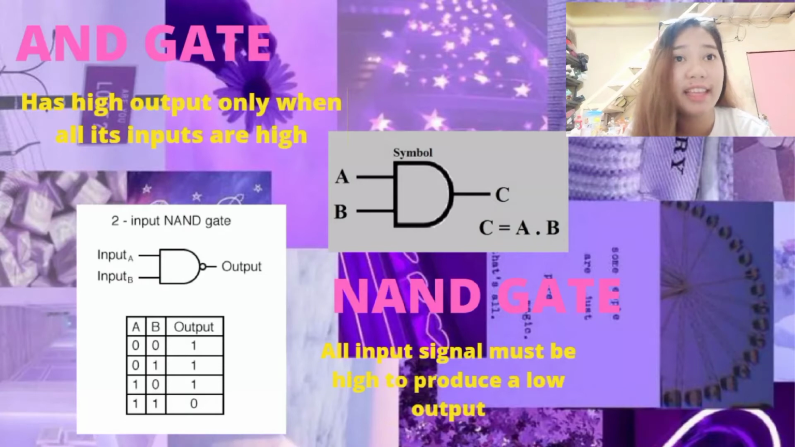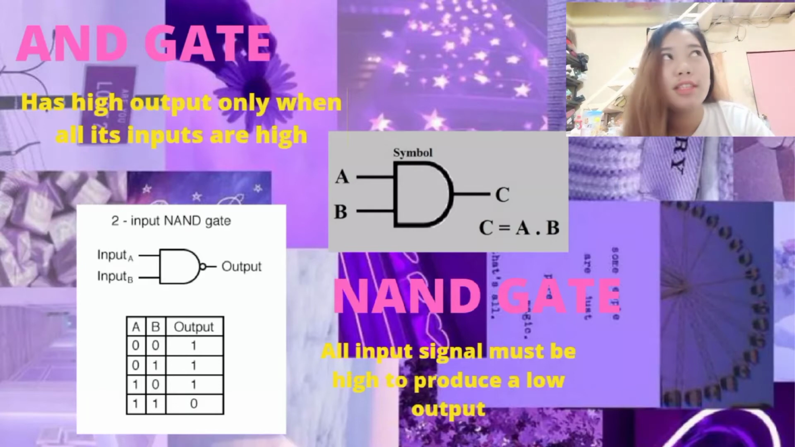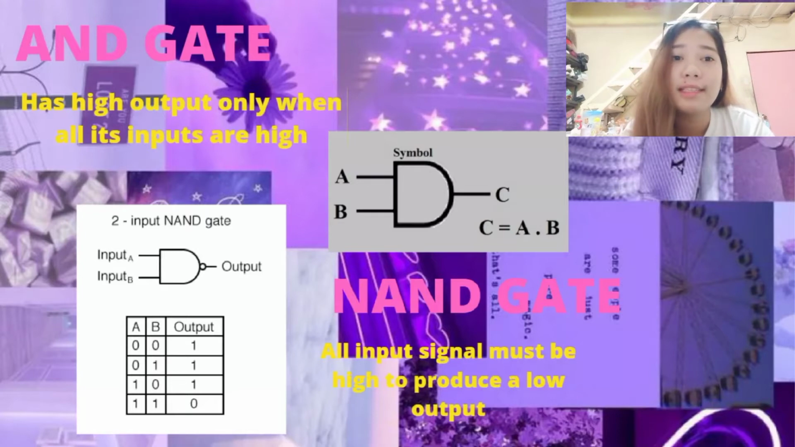Next is the NAND gate or NOT AND gate. In a NAND gate, all input signals must be high to produce a low output. The NAND gate, or NOT AND gate, is equal to an AND gate followed by a NOT gate. The output of a NAND gate is high if any of the inputs are low. The symbol is an AND gate with a small circle on the output. The small circle represents inversion.